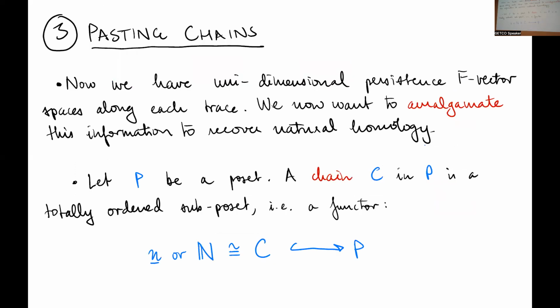Now we want to use all of this information about persistence along chains, or along maximal traces, to recover natural homology. We're basically going to do this in a theoretic way for now, using colimits. We have all these chains in our poset, and we know that if we paste together all of the chains in the poset, then we obtain the poset. I'm going into this for a minute because we actually have ways of doing this that are maybe a little smarter than just taking all the chains. But anyway, we all know what a chain is: it's just a totally ordered subposet, right?